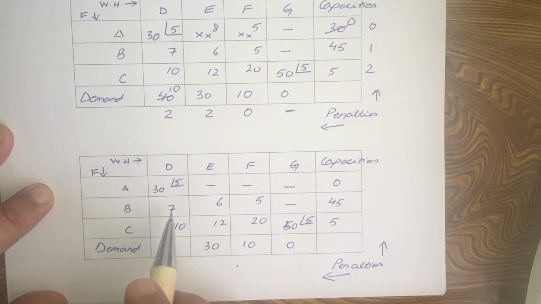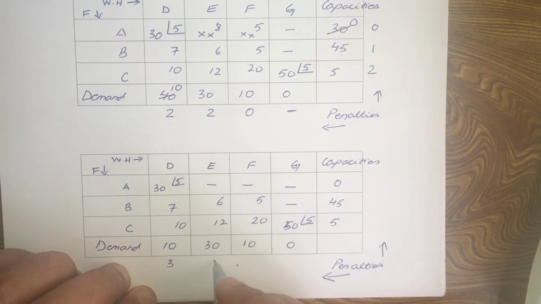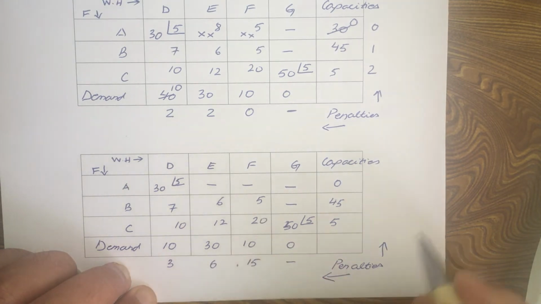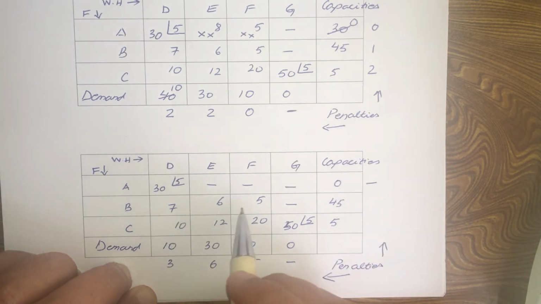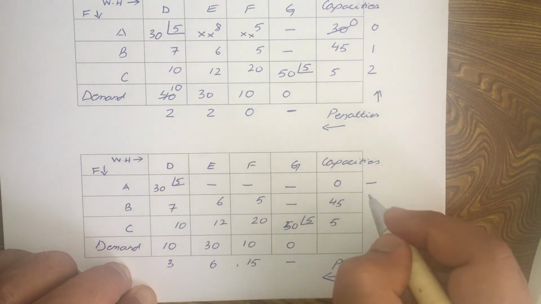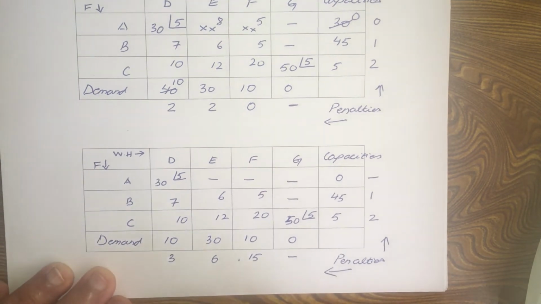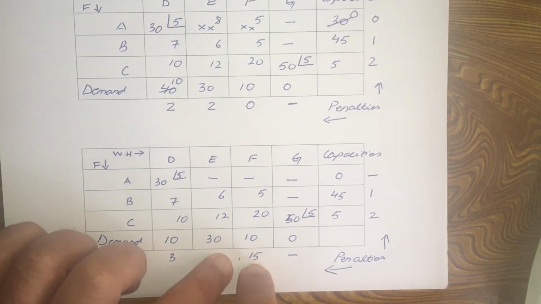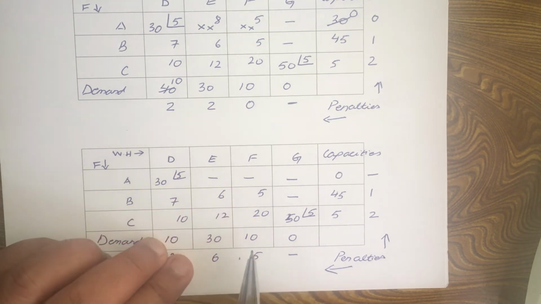So here, these two cells, the difference between 7 and 10 is 3. Difference of 6 and 12 is 6. 5 and 20, it's 15. Nil. Here also we don't take the penalty. Now what is the difference? 1. 10 and 12, 2. So which is the highest penalty? Yeah, it's 15. Alright, now which is the cell with the least cost?